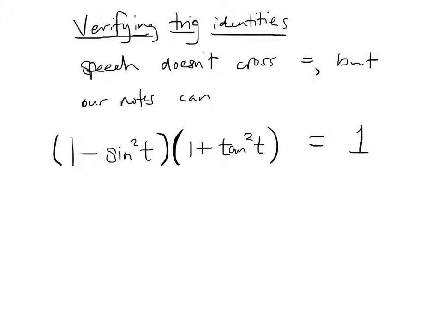I was just going to say that 1 minus sine squared is cosine squared. Easy stuff. And we know that tangent squared will be sine squared t over cosine squared t, and 1. Now I distribute cosine. And on the other side, 1 is just cosine squared t plus sine squared t.